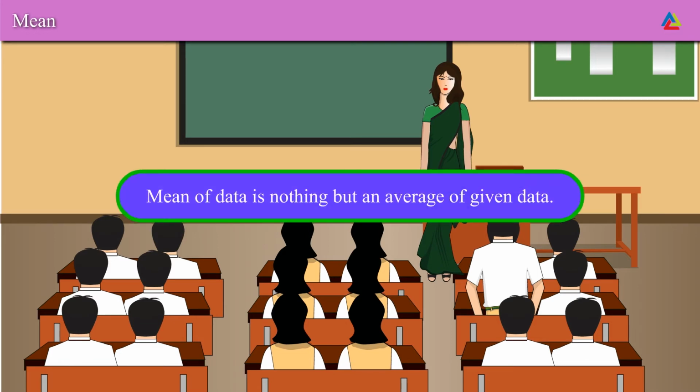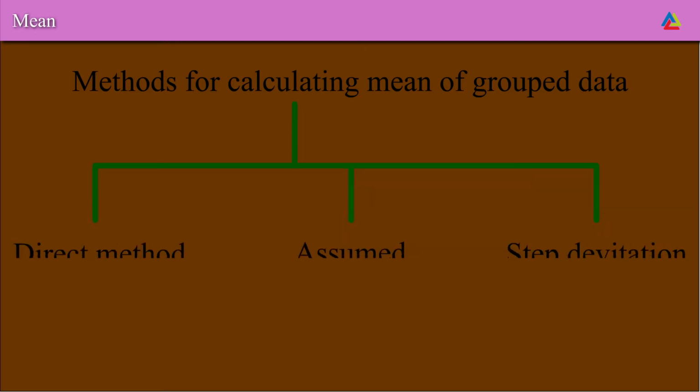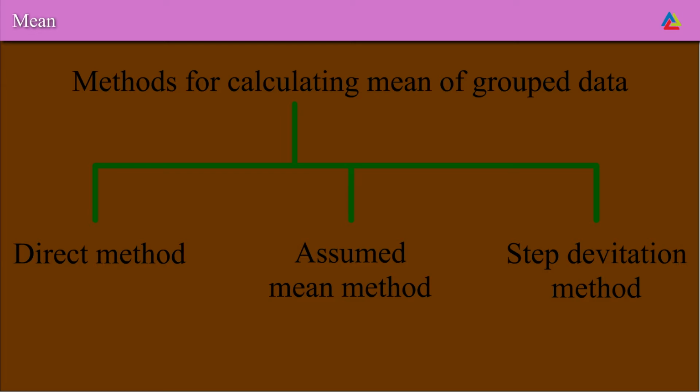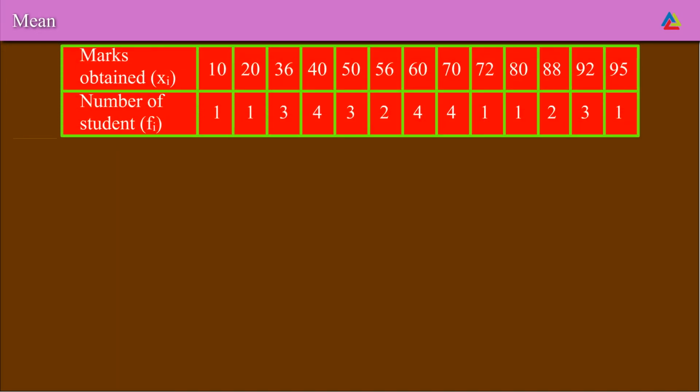Mean of data is nothing but an average of given data. Mean of grouped data can be calculated by three methods: direct method, assumed mean method, and step deviation method. Marks obtained by students in maths subject can be written in tabular form as shown. Here, marks obtained are written in first row and number of students is written in second row.